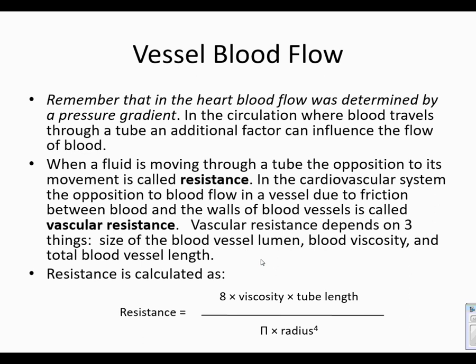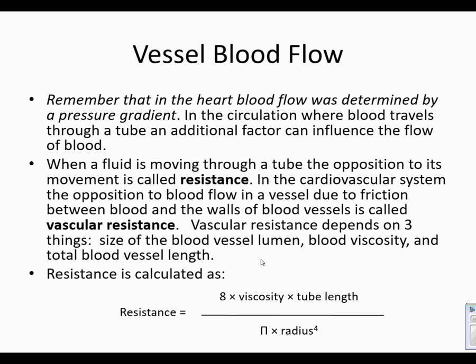Now, of those three, we can combine them to form an equation. Not that you're going to have to do any math or anything like that, but it's 8 times viscosity, or thickness, times tube length, over, and this is the symbol, pi. That's pi, 3.14, and so on, times radius, but radius is taken to the 4th power. And radius is halfway across the lumen. So when we say radius to the 4th power, we're referring to the lumen size.